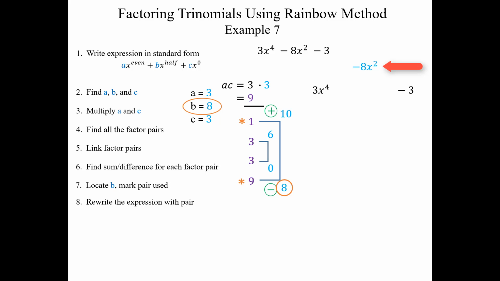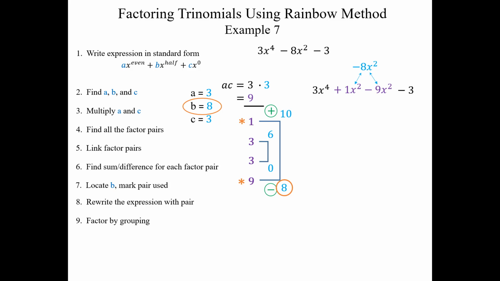We're trying to split that into the two factors that we found. Using the 1 and the 9, we have 1x squared minus 9x squared. These are like terms with the original term we're trying to split. And combined together, the plus 1 minus 9 will give us a negative 8.